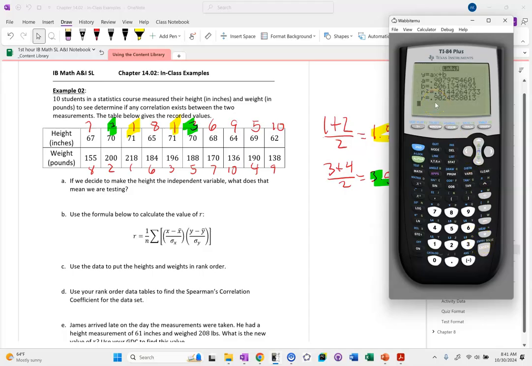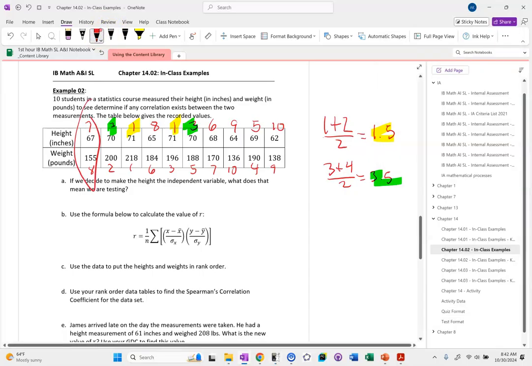So 0.902. Does that feel okay there, Luca? Yeah. So the hardest part is just dealing with the ties. So I've just typed in my data, that's an ordered pair, that's an ordered pair.